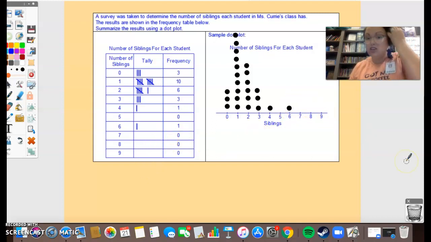Okay, so here's our results. What was the most? 1, right? Look how tall those dots go. Most of the kids had 1 sibling. A good number of them also had 2. A few were only children, a few had 3, and only a couple had 4 or 6. Okay, so that's how that goes.